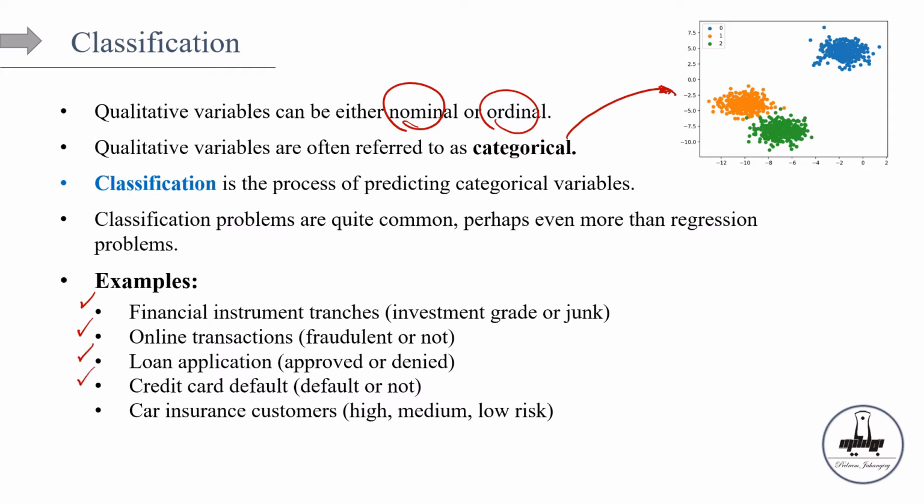Another one is credit card default. This is the example that we started the lecture with, right? So you want to look at someone's profile and their credit card balance, etc., and at the end of the day, make a prediction of whether that person is going to default or not, right? And finally, another example, we can think of car insurance customers. At the end of the day, if you're working at an insurance institution, you want to charge different people different premiums, right? And that premium should depend on if they're high risk, medium risk, or low risk. So this is another example of an application of classification in finance.